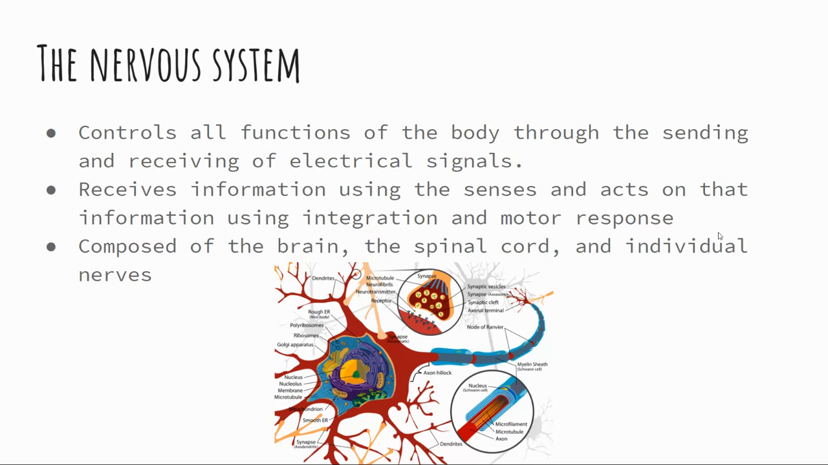So the nervous system, long story short, is going to control all functions of the body through the sending and receiving of electrical signals or electrical messages. The nervous system is going to receive information using the senses to gather information about the environment around it or the body itself, and use that information to integrate it, which means to decipher that data, and then put out a response, whether it be a conscious decision or an automatic response. So the nervous system is composed of 3 main areas. It's composed of the brain, spinal cord, and individual nerve cells.